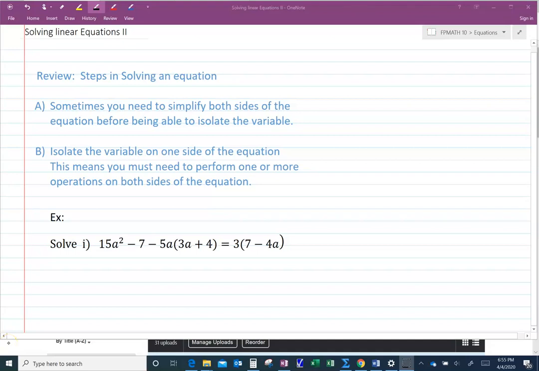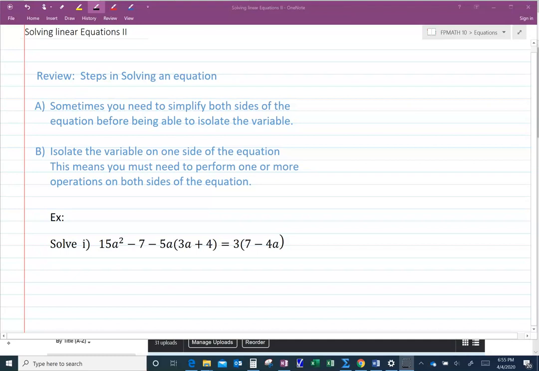Hello again, everyone. So today we are going to continue working on solving linear equations, part 2. First, we're going to review again the steps in solving a linear equation, for now. And I added the first step in now because our questions are becoming a little bit more complicated.